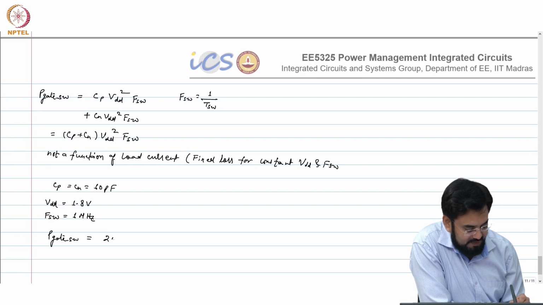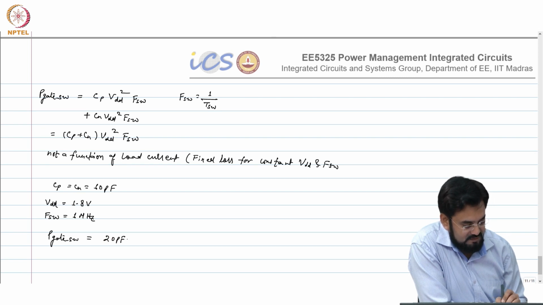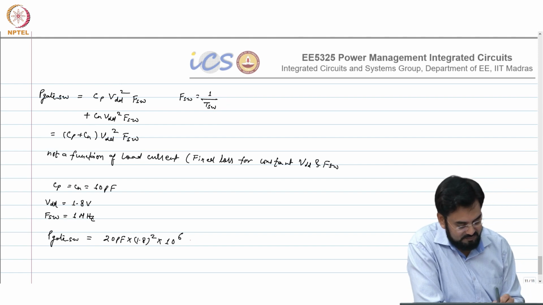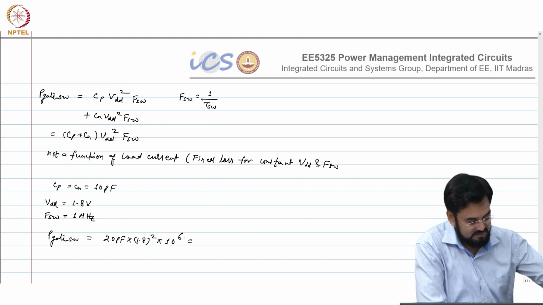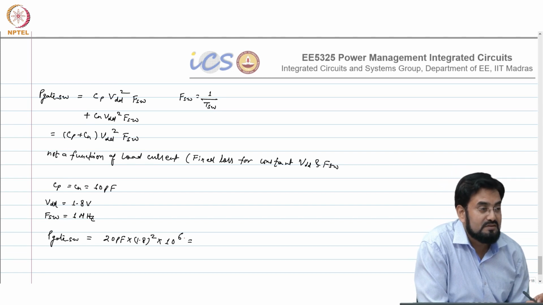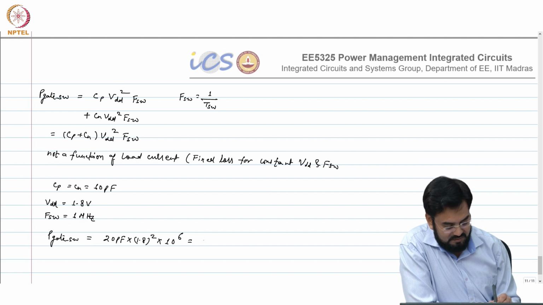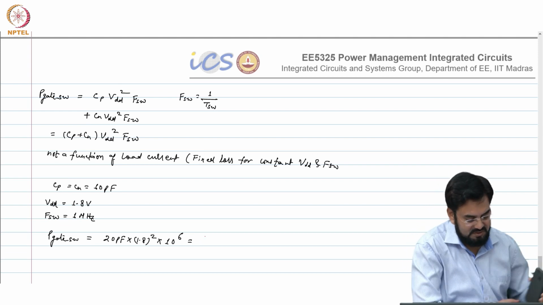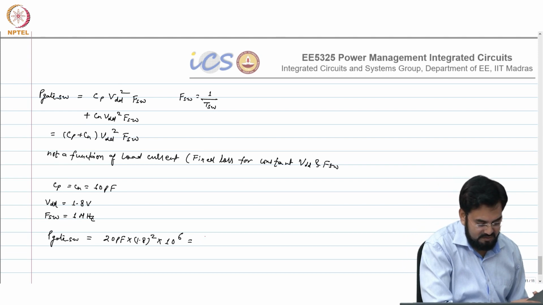So 20 picofarad multiplied by 1.8 square multiplied by 10 power 6. How much is this? How much? 64.8.